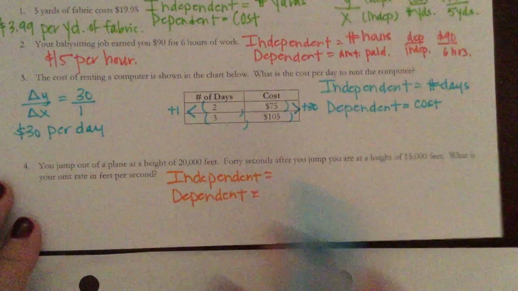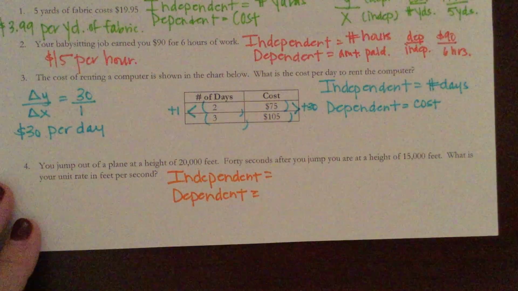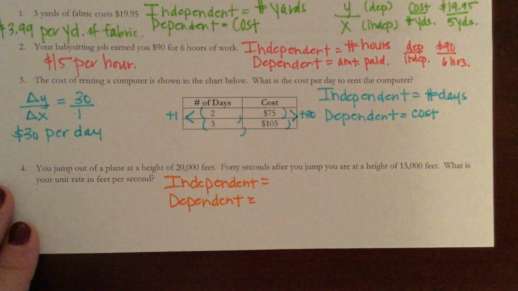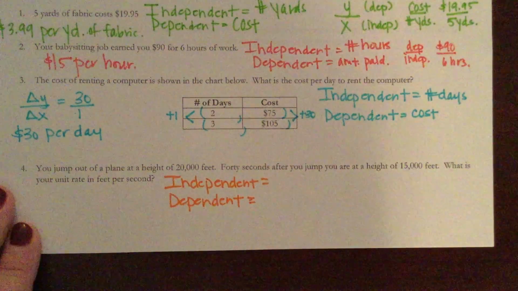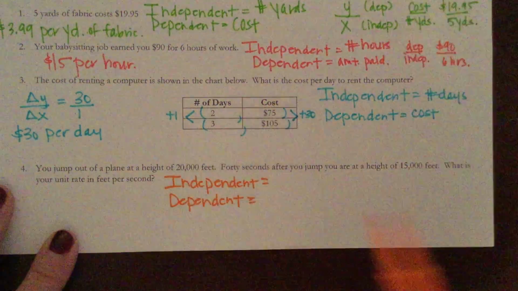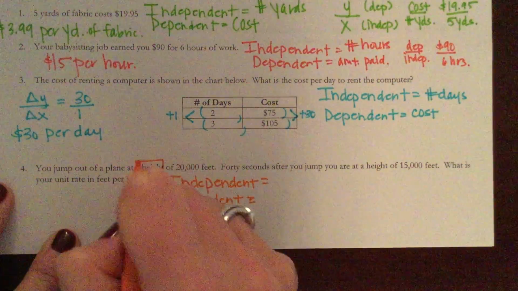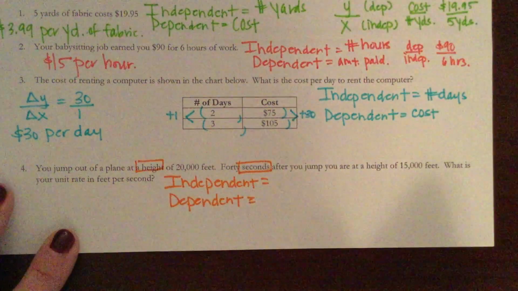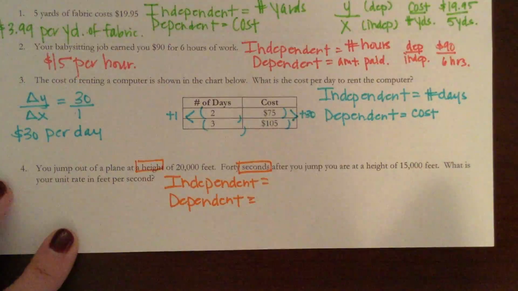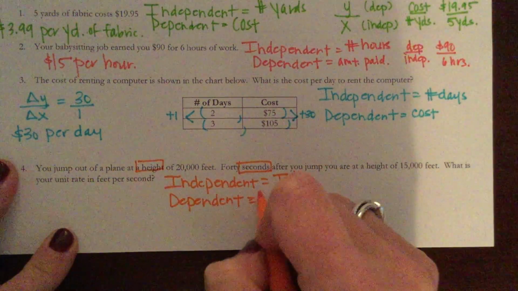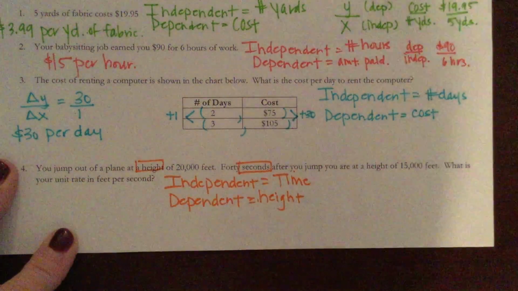Okay, the very last example, it says you jump out of a plane at a height of 20,000 feet. 40 seconds after your jump, you're now at a height of 15,000 feet. What is your unit rate in feet per second? First, we need to identify the independent and dependent variables. The two things that we are measuring here are the height of the plane, and we are also measuring the amount of time that has elapsed, in this case 40 seconds. Our independent variable would be time, and the dependent variable would be your height.